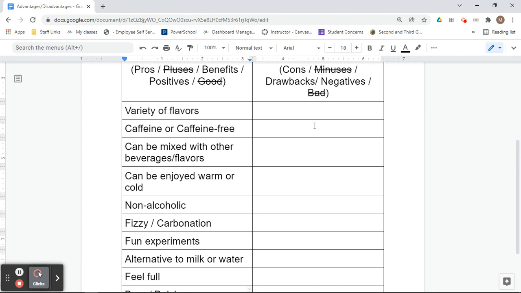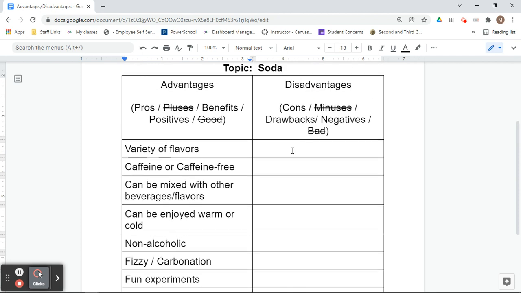So again, I think that can be a positive or a negative disadvantage. And so we'll maybe put that also on the other side. So let's think of disadvantages of soda. One of the disadvantages, perhaps you've heard this from your parents, is that certain types of soda have high sugar content.